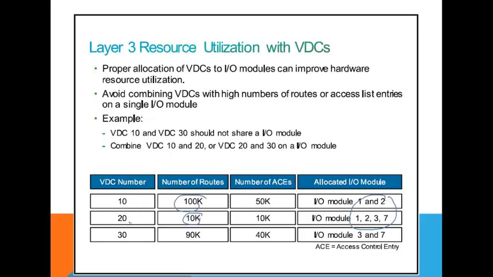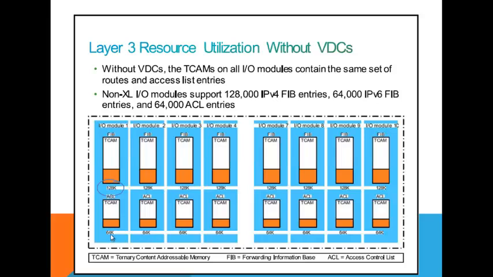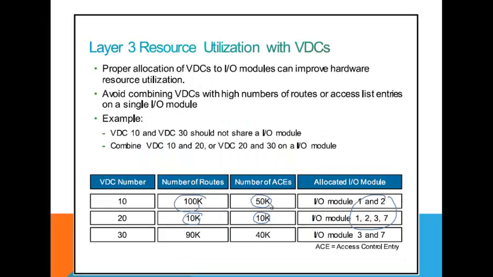Likewise here, even here also, ACL 40 plus 10, 60. What's the maximum you got? 64. But we cannot do what? 50 and 40. That is what is explained here. Combining VDC 10 and 20 or VDC 20 and 30. Okay, these two also can be combined. 90 plus 10 is 100, which is less than the maximum.